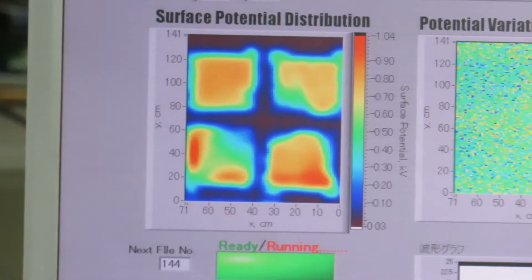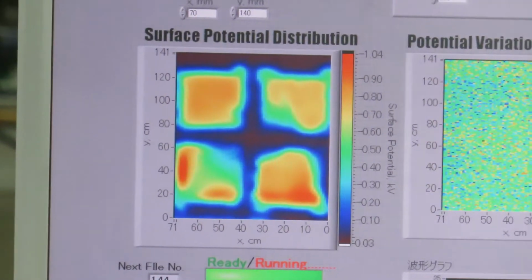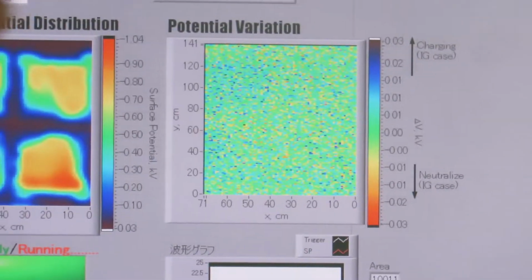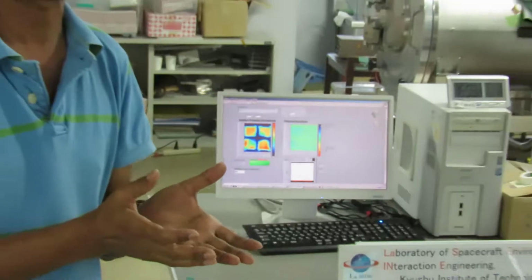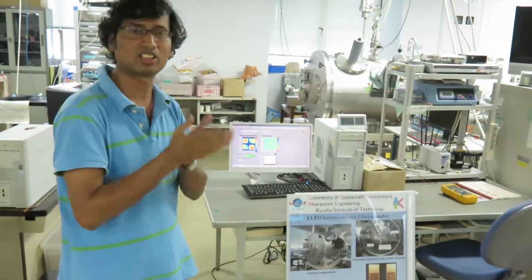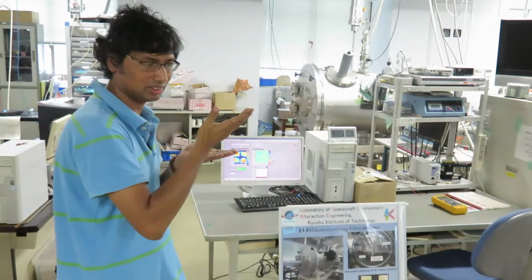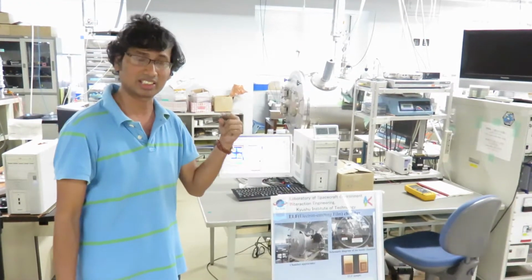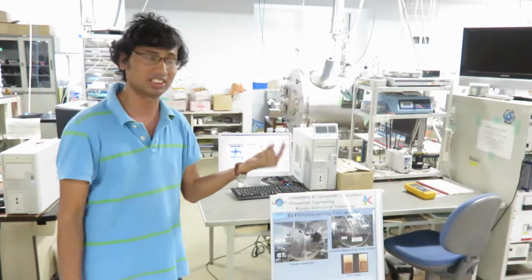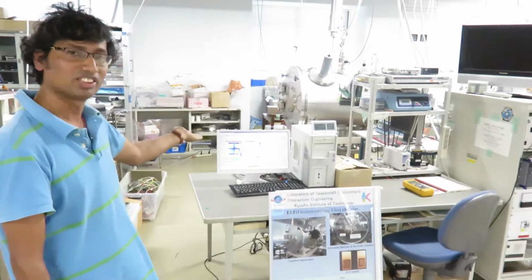This color gradient means the surface is charged, and with time this charge has decayed through the material. Through this system we can understand how fast or how slow the charge can pass through to the ground. That way we can identify the type of materials and their electrical properties. That is about the ELF chamber.